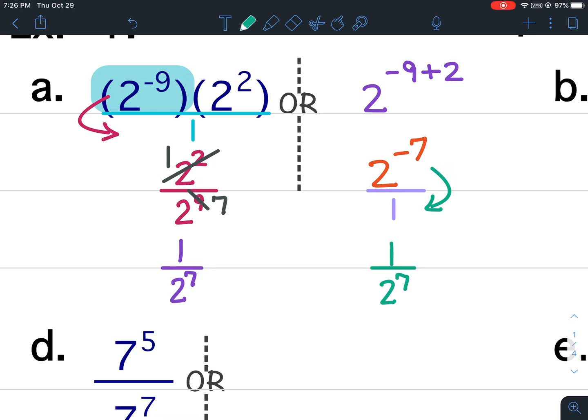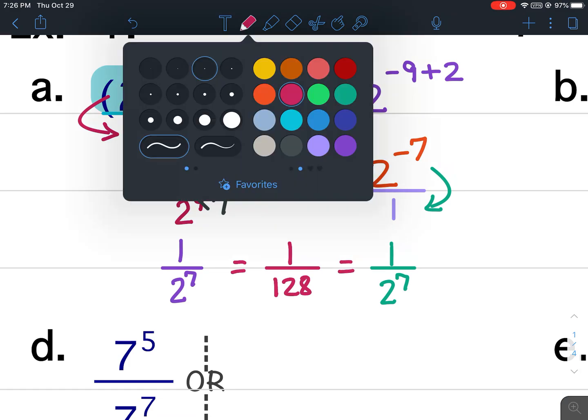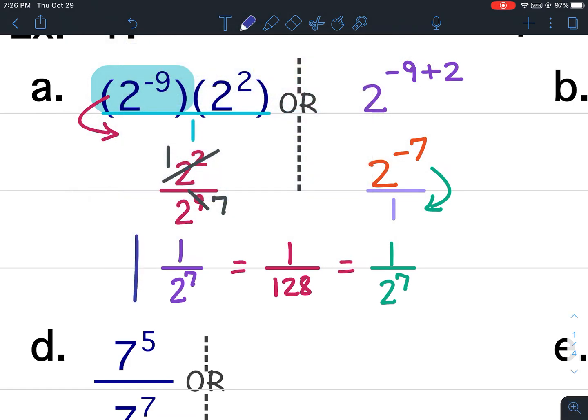We're not quite done here because the base is a number and not a variable. We're going to go one step farther and find 2 to the 7th. And 2 to the 7th is 128. So this would be 1 over 128. I'm going to write it like this. And I'm going to just box everything.